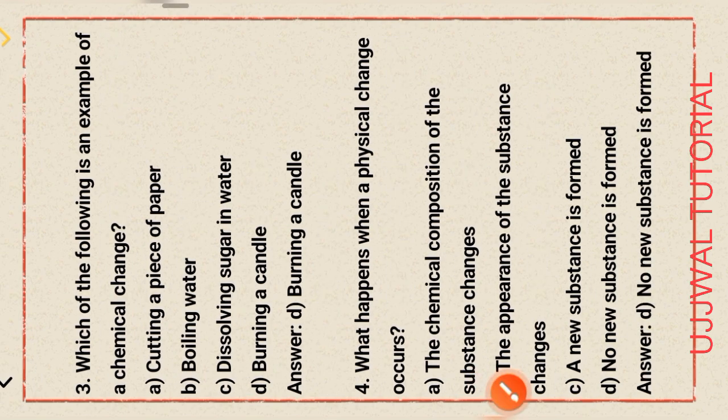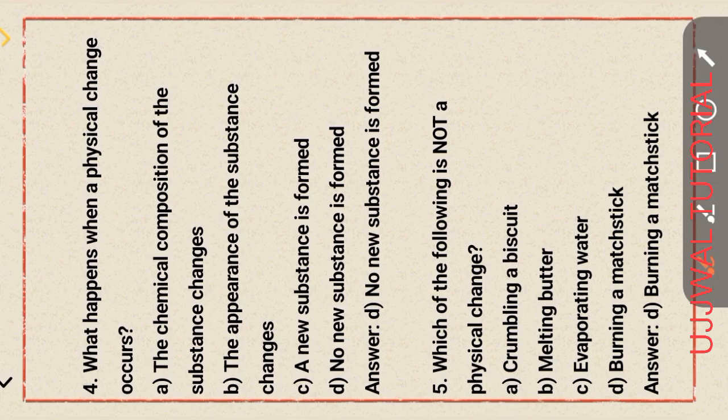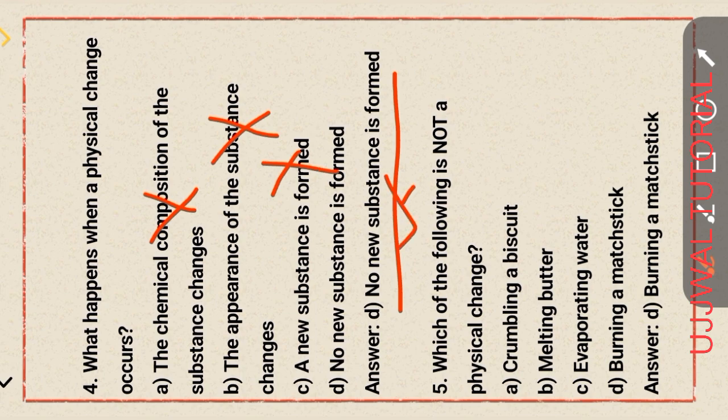Next question, question number 4. What happens when a physical change occurs? Option D, that is no new substance is formed. Option A, chemical composition of the substance changes, wrong. Appearance of the substance changes, wrong. A new substance is formed, wrong. So option D is the right answer.